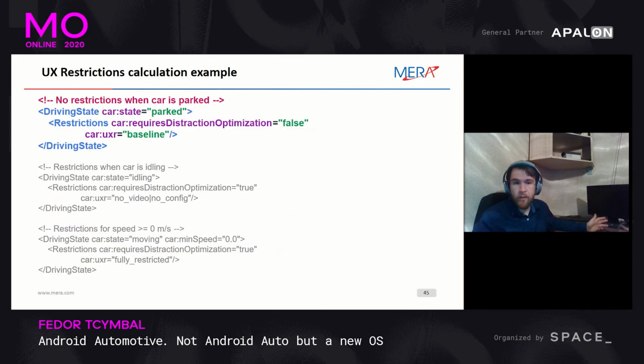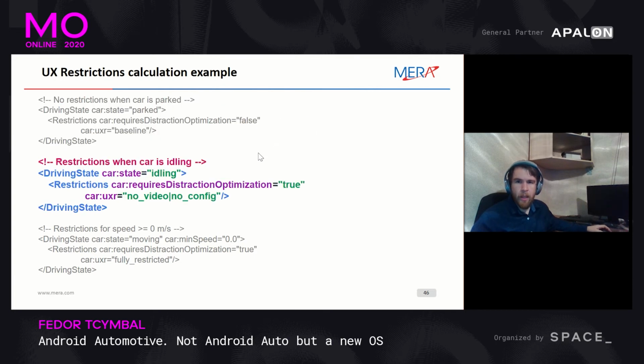So, for example, this is the simplest possible XML. If you're in the parked state, okay, baseline, no restrictions, no distraction optimization required. You're idling, the car switched from parked to gear. Okay, now we have some optimization, and this involves no video and no configs, but you can still have text messages and all the other stuff. And then the car starts moving. Speed became more than 0.